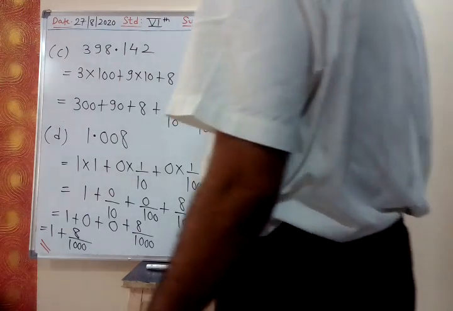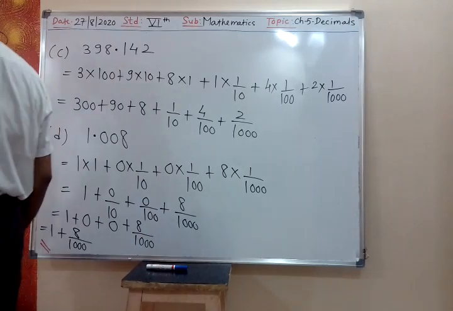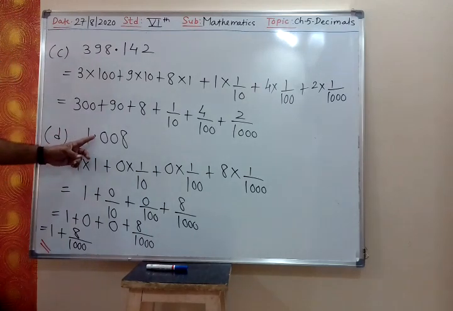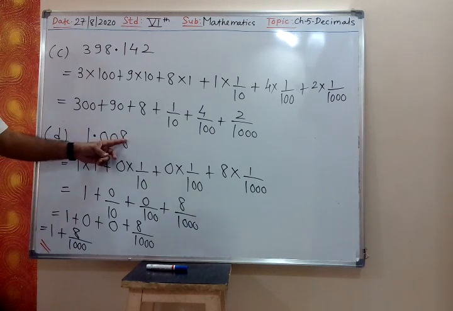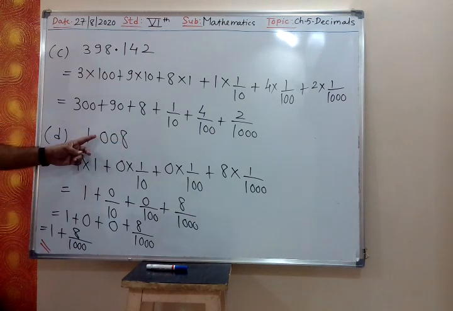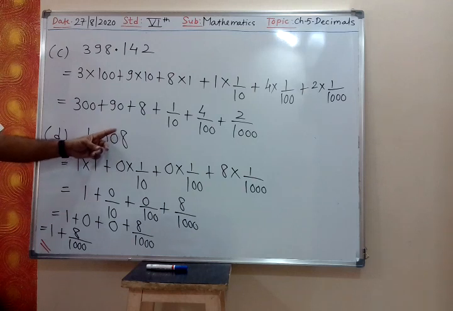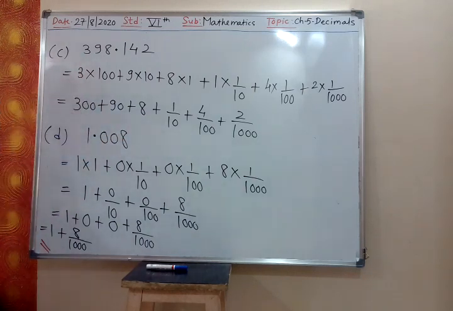Where is 10 crore in this? After decimal, the first digit position is tenths, second digit position is hundredths, third digit position is thousandths. So after decimal, the first digit we multiplied by 1 upon 10, second digit we multiplied by 1 upon 100, third digit we multiplied by 1 upon 1000. That's all.